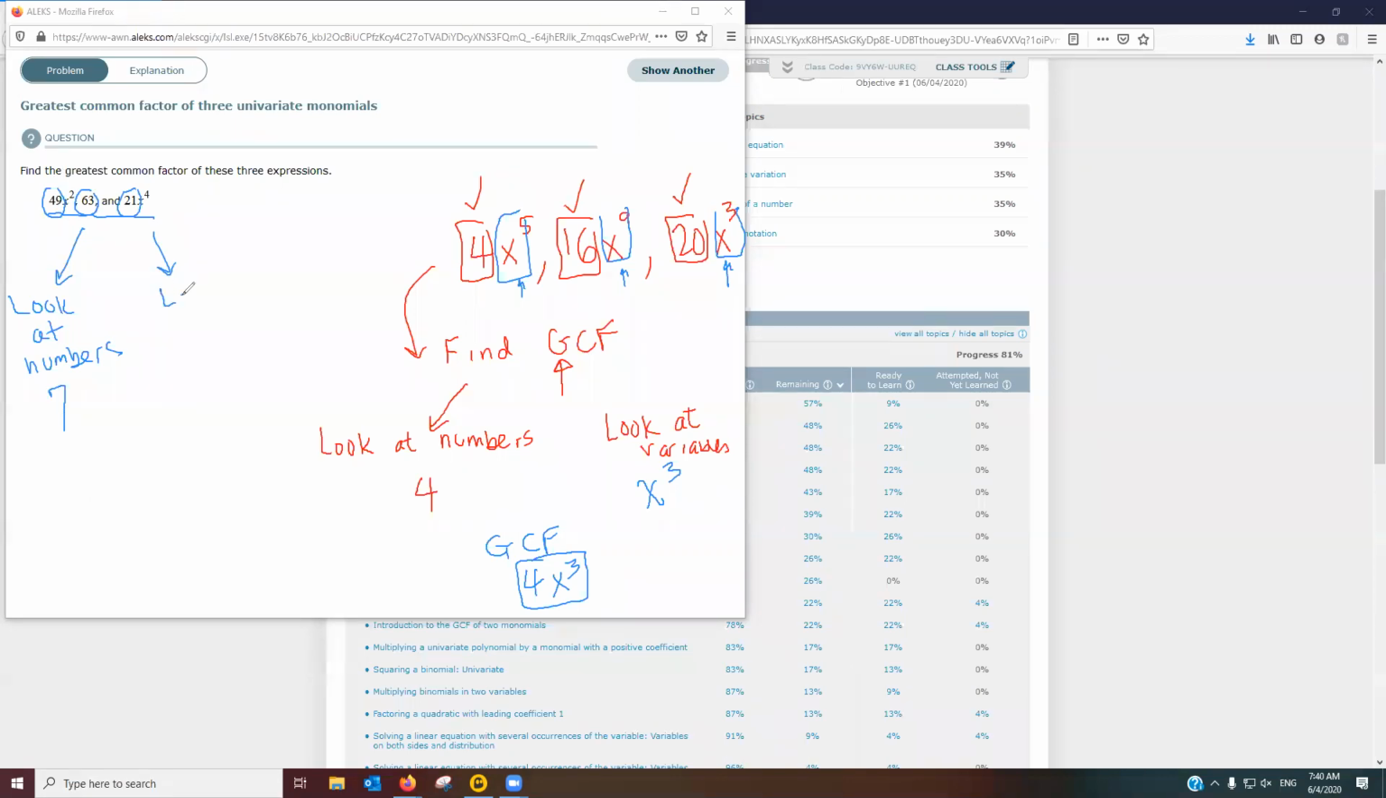All right, now let me look at the variables. Now, for me to be able to factor out a variable, I would need the letter x to show up in all of the terms. So I'm noticing there's an x squared here and x to the 4 here, but no x with the 63. Well, if x doesn't show up in all three of these expressions, I can't factor out an x. So I cannot factor out an x in this example. So the answer to this question is just the number 7.